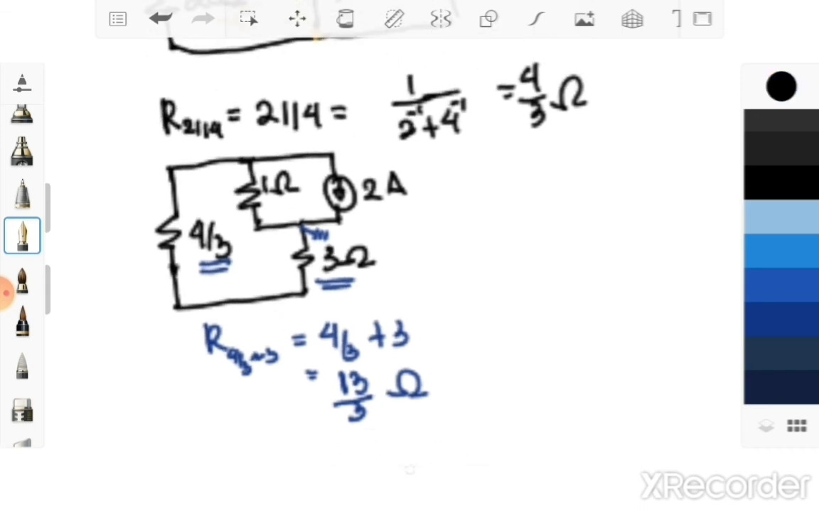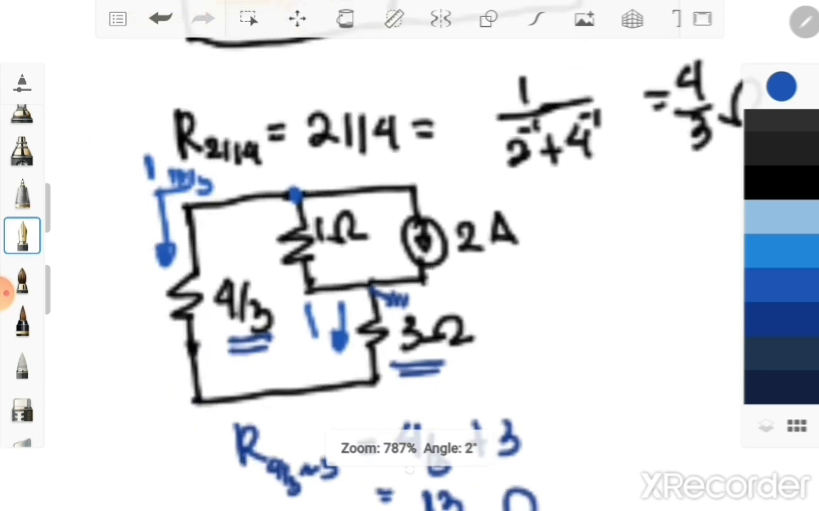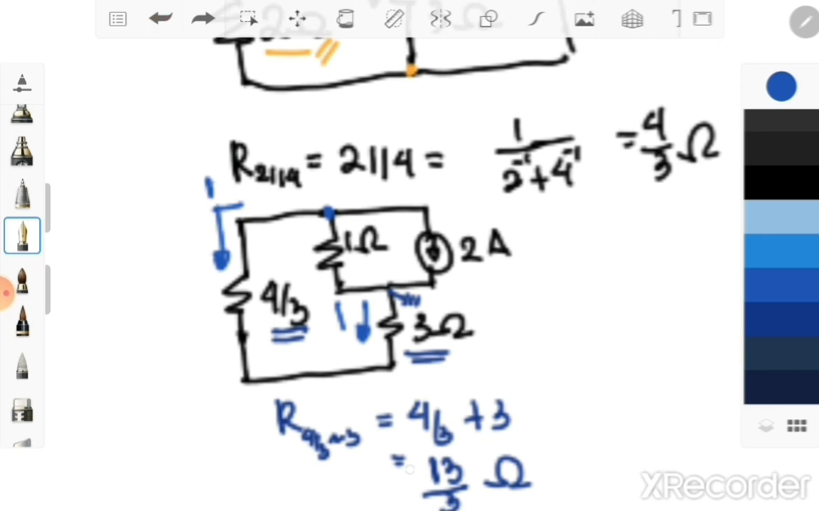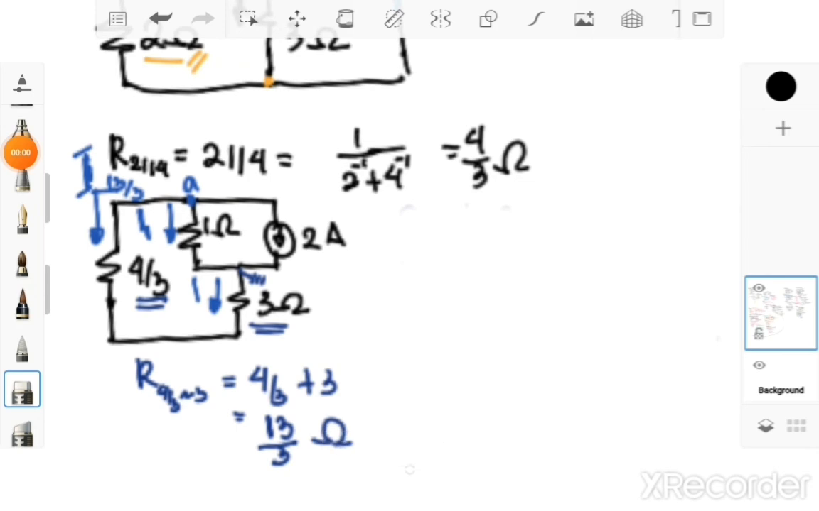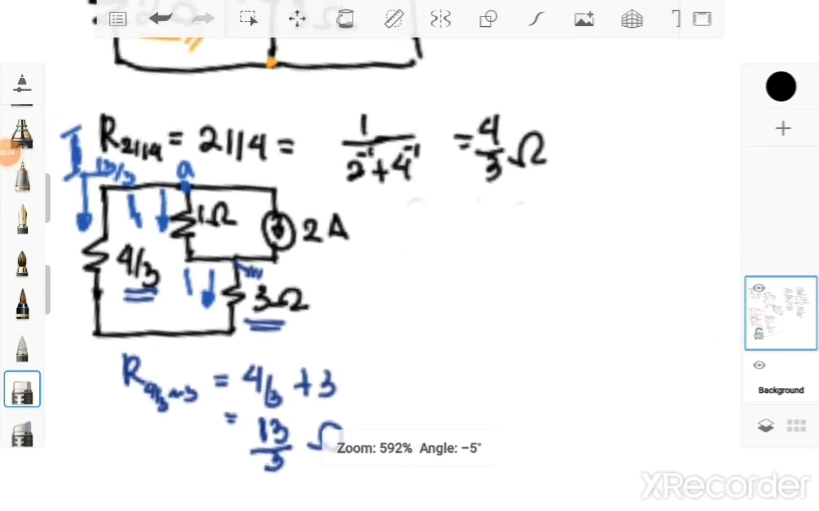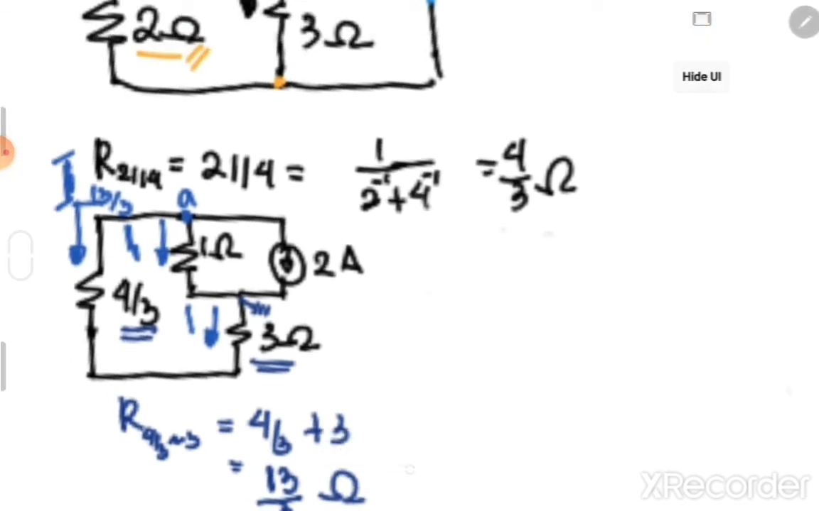gawa tayo ng nodal analysis ulit. So this will be our nodal analysis. So take note that this is our IA, and then babalik ta rin natin. So this is my I 13/3, which means the series combination of your 4/3 and your 3. Then this will be my I2, and this will be my I1. Okay, after identifying the direction of your current, let us have a nodal or KCL at node A. KCL node A.